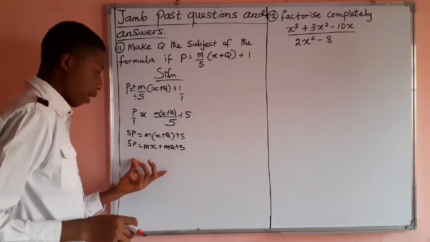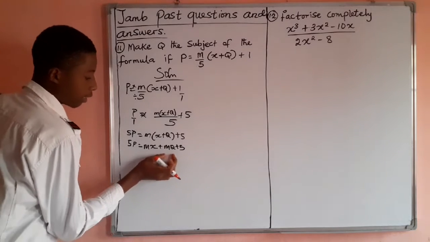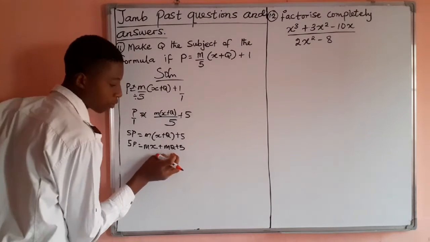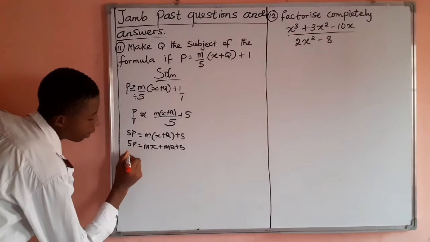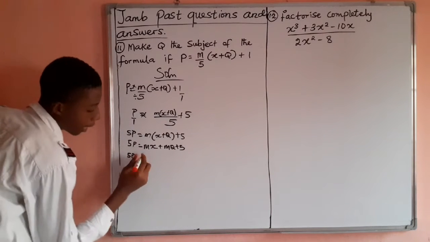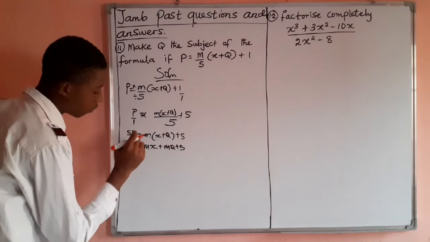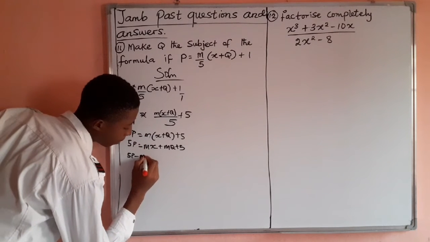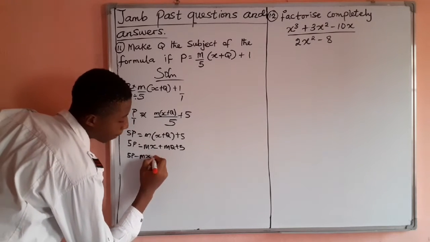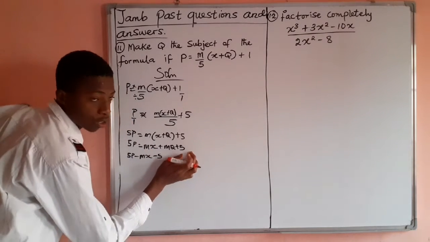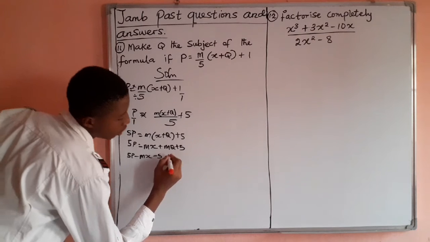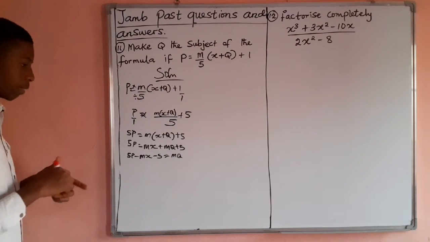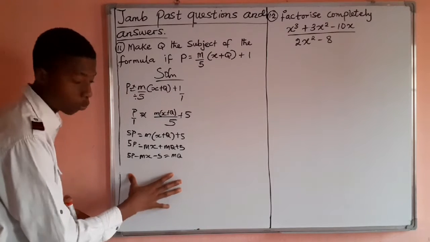Our next step after this is to take the remaining ones to the other side, since we are looking for mq, and leave mq at one side. Meaning that 5p minus, because when plus is crossing over the equal sign, it makes it minus. 5p minus mx, we cross mx over, minus 5, because we also have to cross plus 5 over, making it minus 5, is equal to our mq. Now, the next step, this should be normal. We are almost getting there.